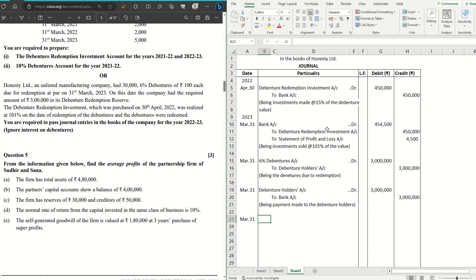And the final journal that we have is transfer of DRR to general reserve, because we have redeemed all the debentures, nothing is left. So entire amount will be transferred to general reserve. So debenture redemption reserve account debit to general reserve account. The entire amount that we have, which is 3 lakhs already given in the question, will be transferred, being the amount in DRR transferred to general reserve.